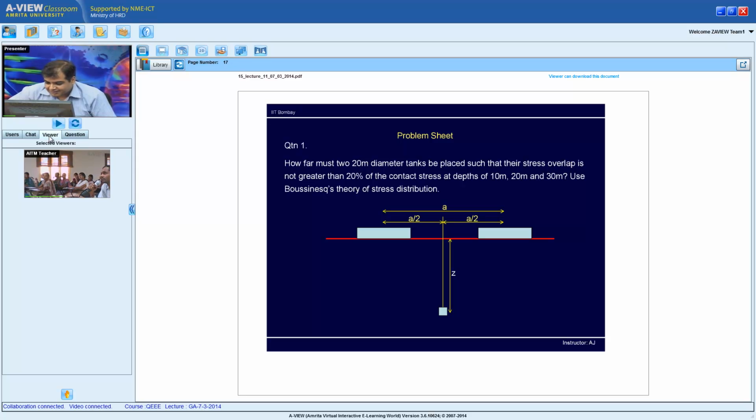Sir, just now you discussed the load outside the shaded area. So how does the pressure value vary? What is the effect of the load outside the shaded area on the pressure value? That is what I am asking.